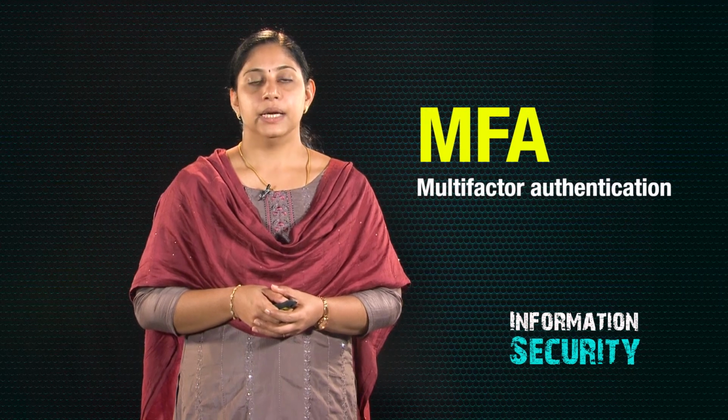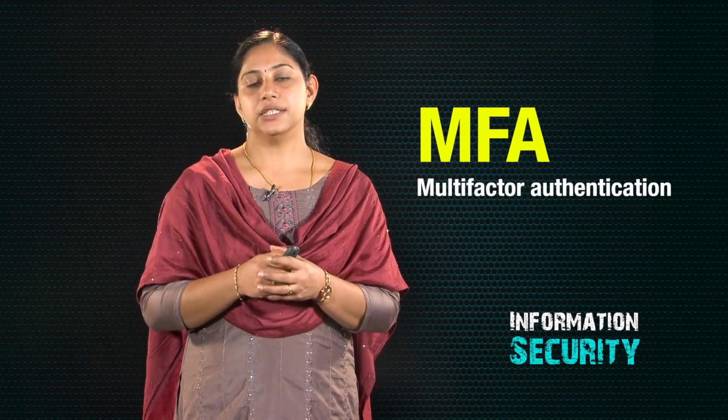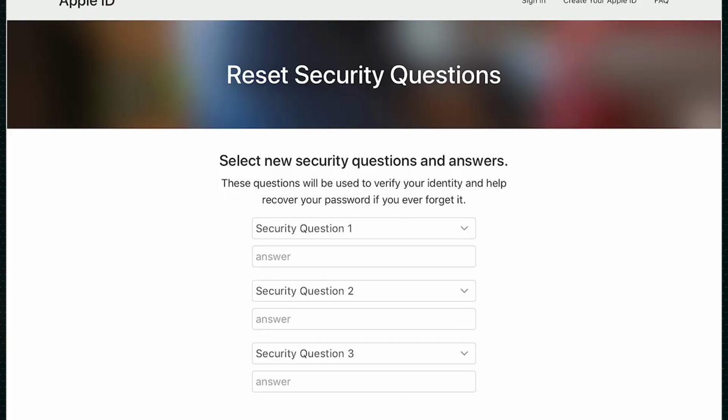Multi-factor authentication or MFA. Multi-factor authentication uses more than one method of authentication to verify the identity of a user. For example, a user may be required to provide a password in combination with a security question.